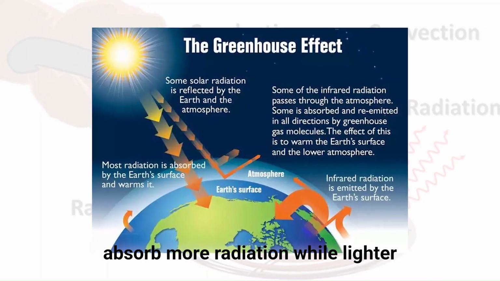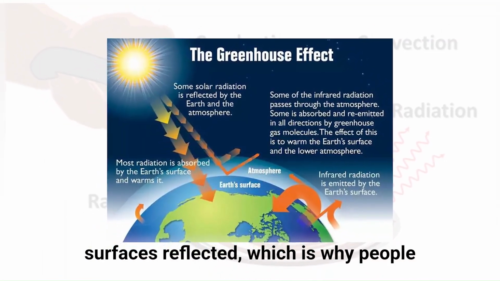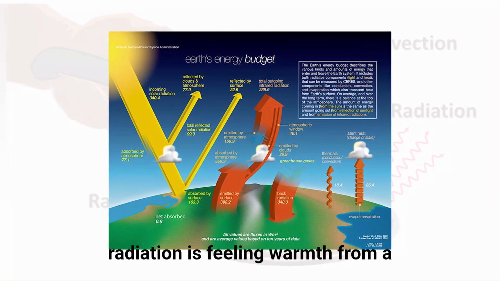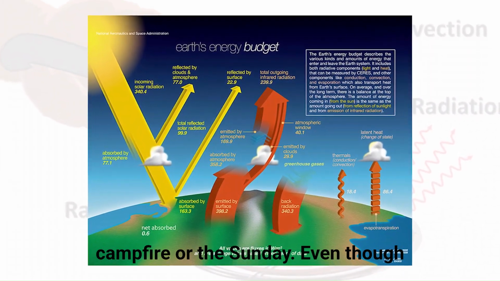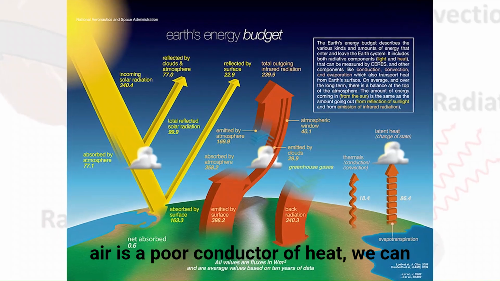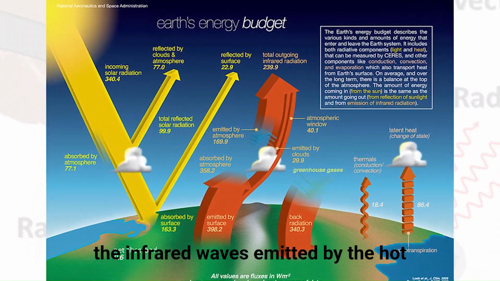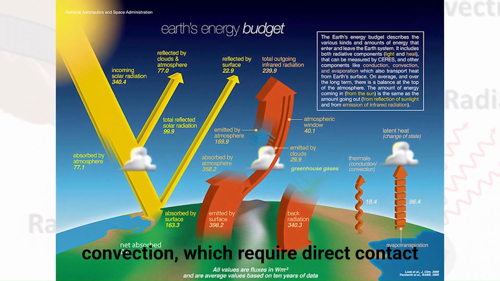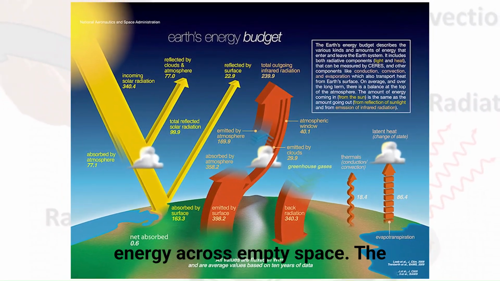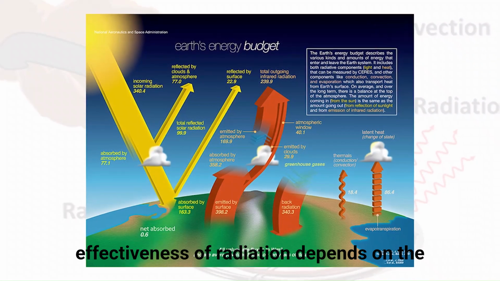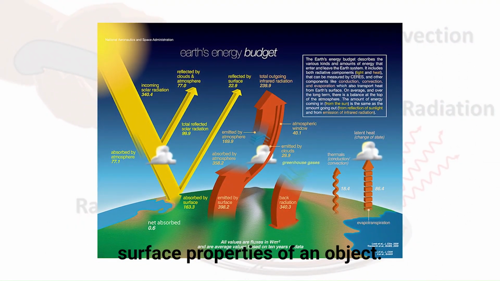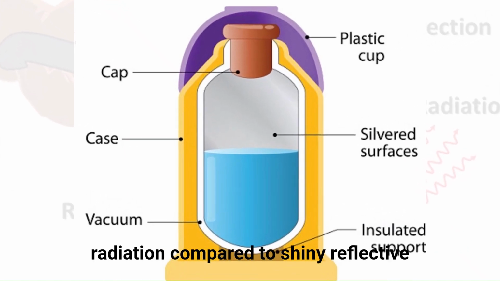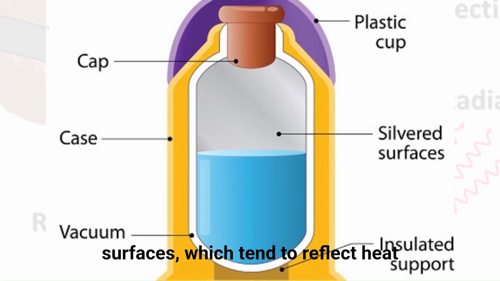Dark-colored surfaces tend to absorb more radiation, while lighter surfaces reflect it, which is why people wear light-colored clothes in summer to stay cool. A common example of radiation is feeling warmth from a campfire or the sun. Even though air is a poor conductor of heat, we can still feel warmth at a distance due to the infrared waves emitted by the hot object. Unlike conduction and convection, which require direct contact or a medium, radiation can transfer energy across empty space. The effectiveness of radiation depends on the surface properties of an object. Dark, rough surfaces absorb and emit more radiation compared to shiny, reflective surfaces, which tend to reflect heat away.